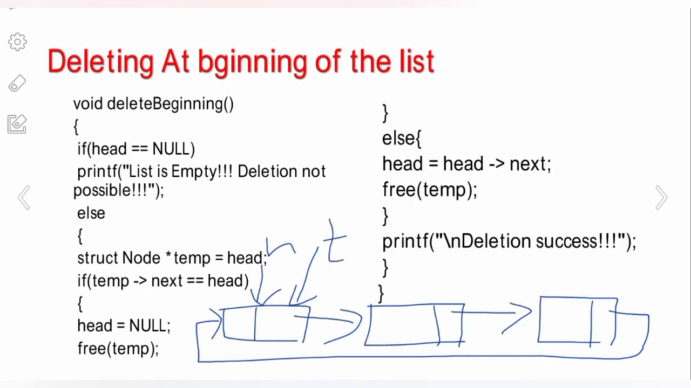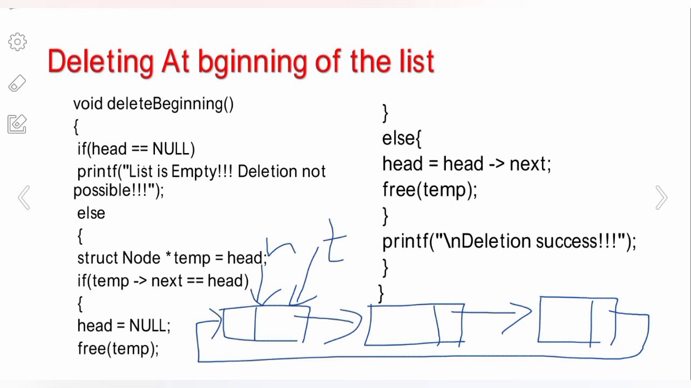So next one is deleting at the beginning of the circular linked list. Here we are going to delete a node at the starting of the linked list. Here, if head equals null, the head value is not equal to null, that's why we are skipping the if part and going to the else part. Here we are declaring another pointer called temp pointing to the head.